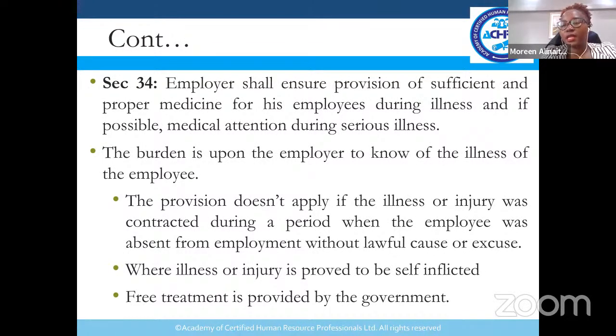Now, most times you find employees going to the employer and they say, I was injured on this day, I was on your premises and I want you to take me to the most expensive hospital in Kenya. This is not logical, and the Act strictly provides that if free treatment is being provided for by the government for a particular kind of injury that happened during the time at work, you can send that employee to the government hospital.